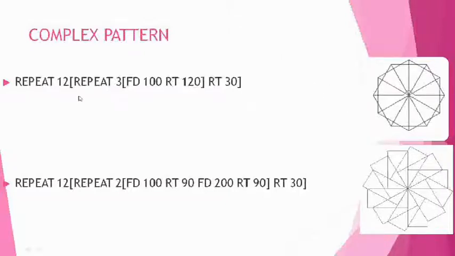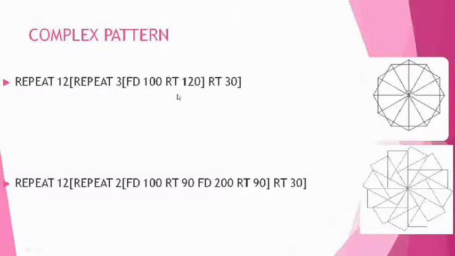But here also we are using nested repeat. We have already done the nested repeat command. Nested repeat commands are repeat within repeat. See, for drawing a triangle, what do we do? To draw a triangle, if we do FD 100 RT 120 three times, a triangle will be drawn.